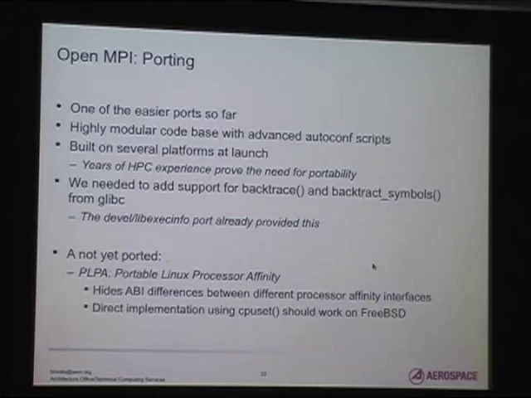Basically, the only thing we had to do is add backtrace and backtrace_symbols calls, which glibc has, and they expected to be there. Fortunately, there was already a libexecinfo port, which at least on i386 and AMD64 does the right thing. So we used that. One part that we haven't ported is a system called the Portable Linux Processor Affinity, sort of a side project, but for doing CPU set type manipulation.